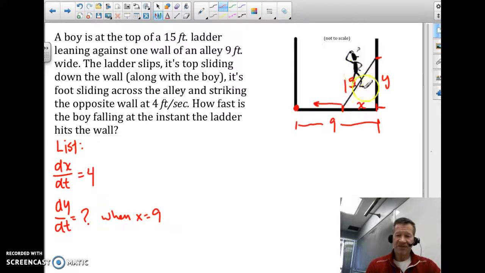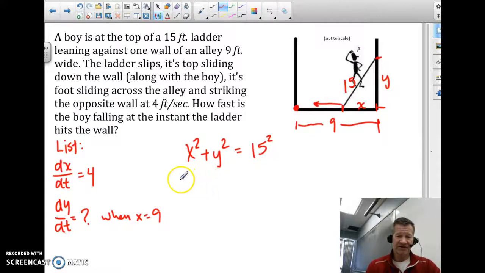Okay, so what relationship exists between x and y here? Well, you can see we have a right triangle. So how about the Pythagorean theorem? x squared plus y squared equals 15 squared, which is 225. Now, I want to find dy/dt, and I know dx/dt, so these two variables are just fine.